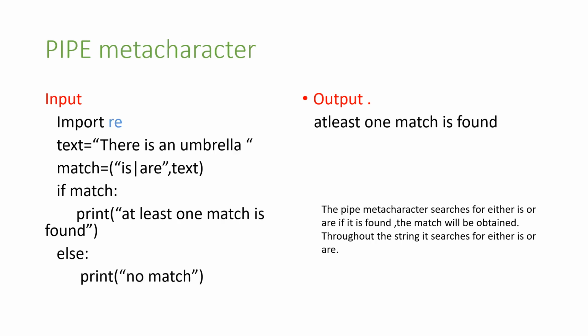The next meta character is the pipe meta character. Here in this program, we are going to search for either is or. If in the given string, that is text one, either is or is found, it reports that at least one match is found, otherwise it prints no match is found.